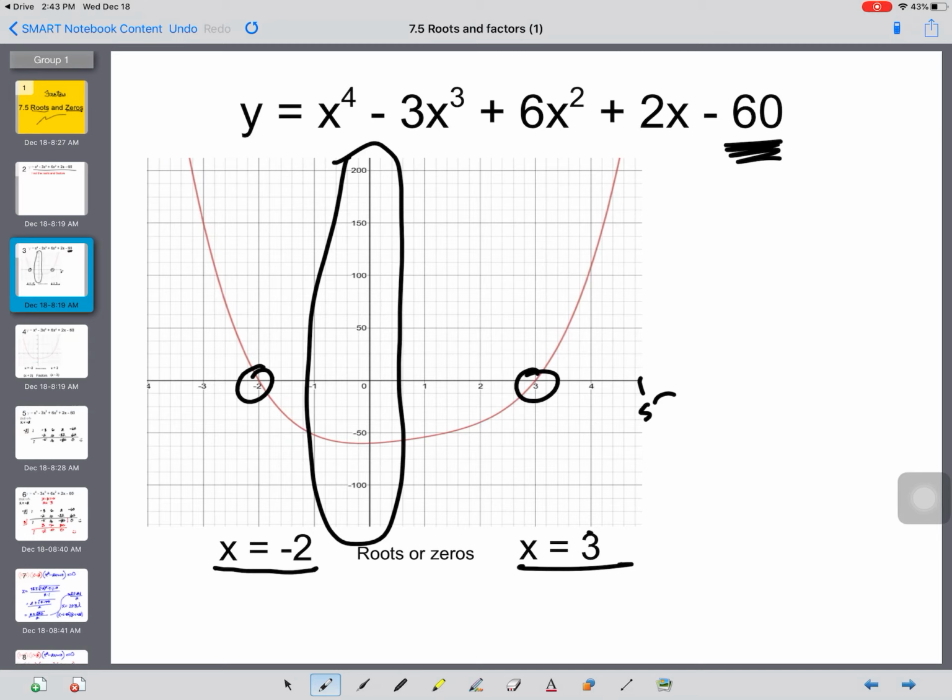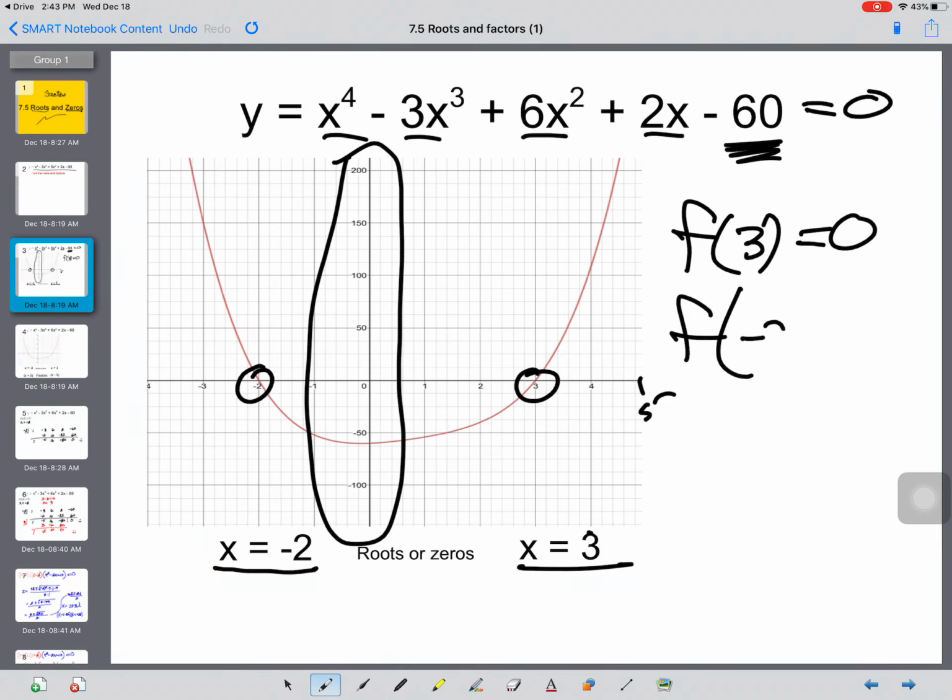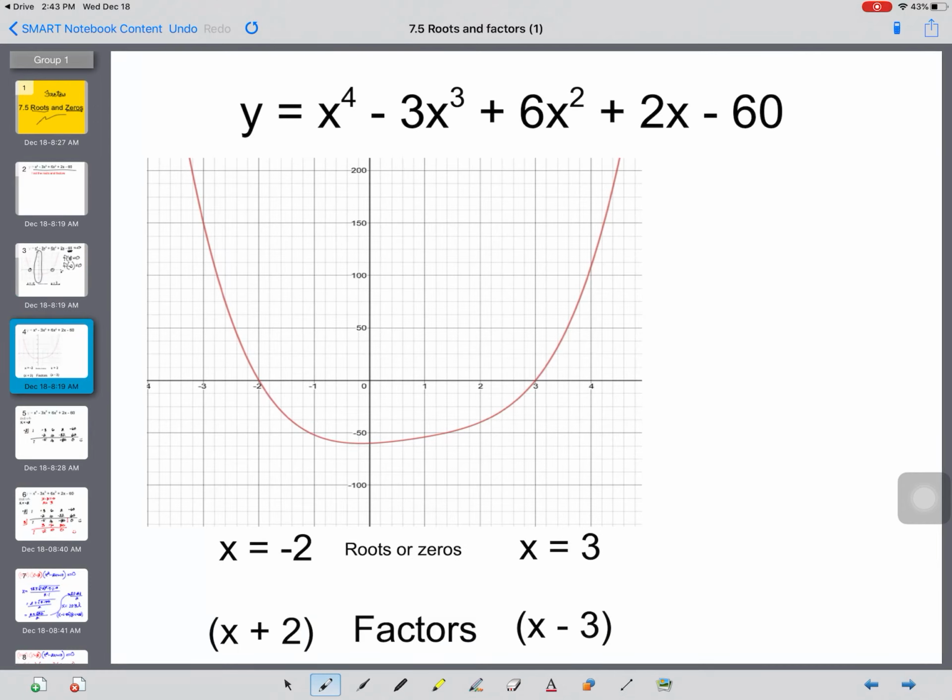And what that means is, if I put 3 into this equation, I'm going to get 0 for an answer. So f of 3 would be 0 and f of negative 2 would be 0. So if those are some of the roots, well, we figured out before that if this is a root, then after you add the 2 to the other side, x plus 2 is a factor. Likewise, when I take the 3 to the other side, x minus 3 is a factor. So now I have two factors of this.